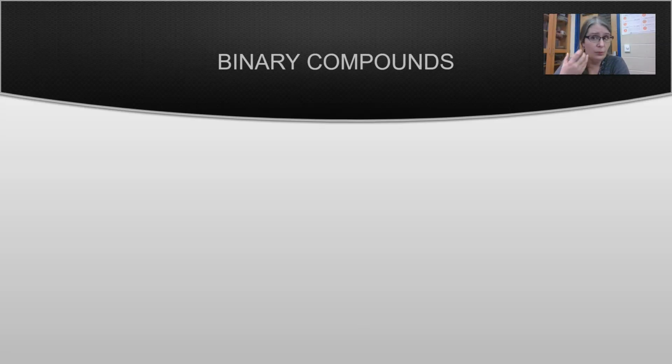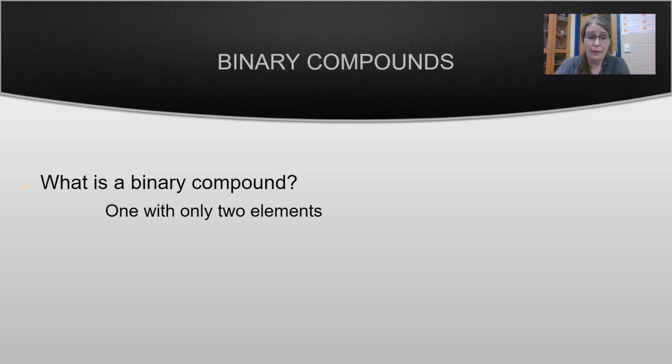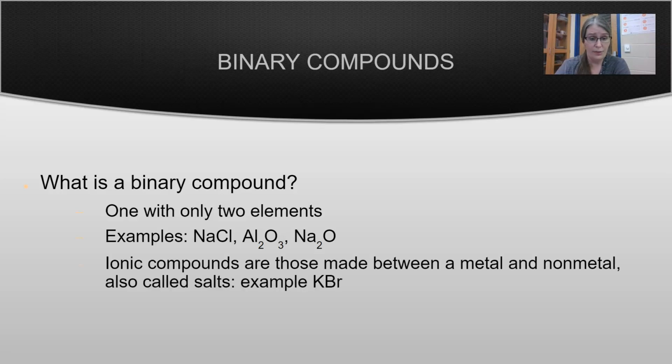Binary, there's a word in there that should be a clue. Bi means two, like a binary star is two stars that orbit each other. So a binary compound is one which only has two elements. Full stop. If it has more than two elements, it's not a binary compound. So here's a few examples. This first one has just sodium and chlorine, aluminum and oxygen and nothing else. And the last one is sodium and oxygen, nothing else. These are all ionic compounds.